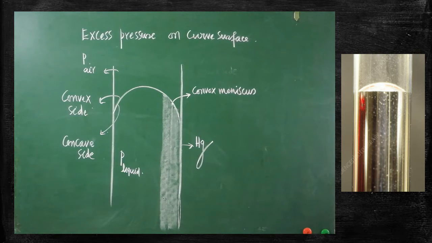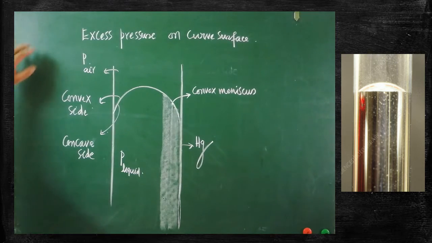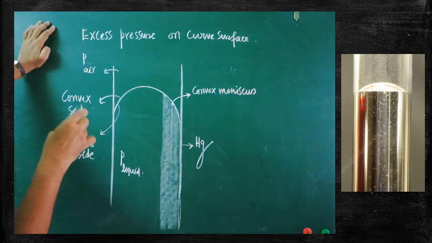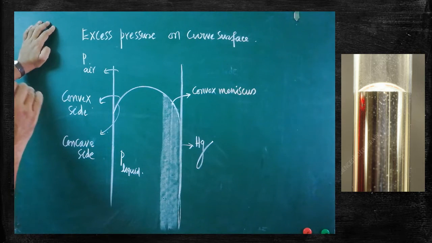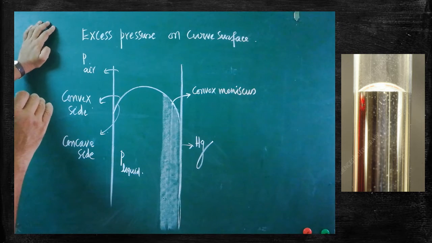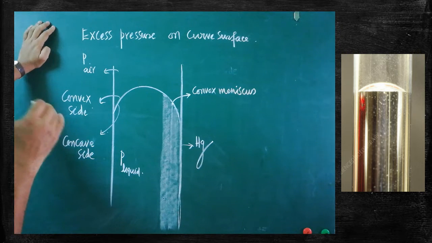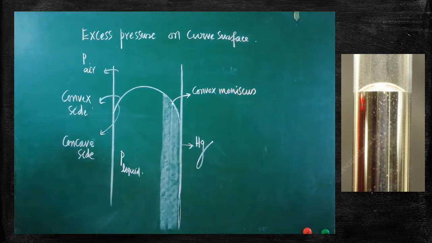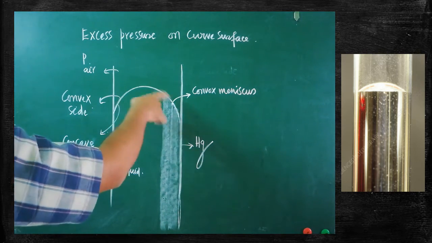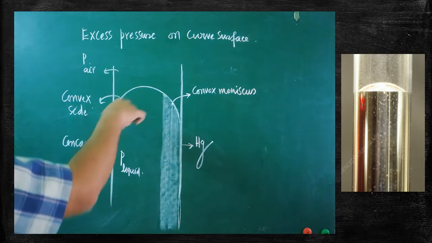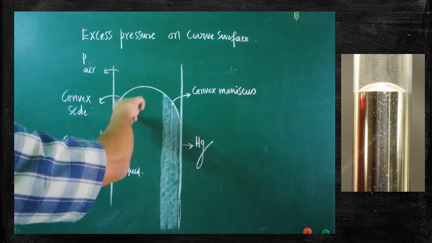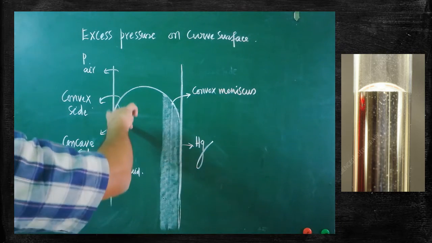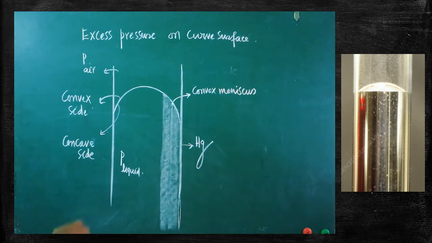Now we will see how the excess pressure acts on the curved surface in the case of mercury. If you observe keenly the level of the mercury, or the surface of the mercury in the case of a capillary tube, when the mercury rises through the capillary tube, if you observe with the help of a microscope, the surface will appear like this. So this kind of meniscus is called a convex meniscus. In the case of mercury, the nature of the meniscus will be a convex meniscus.